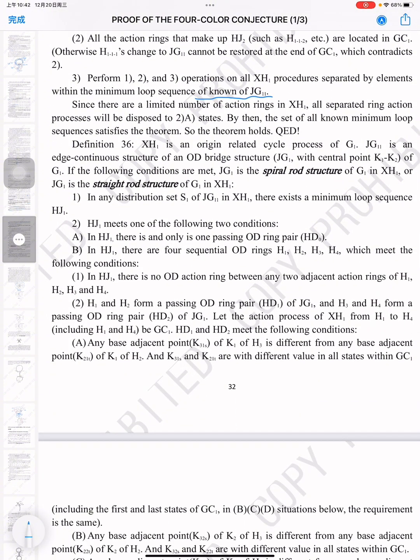Definition 36. XH1 is an origin-related cycle process of G1. JG11 is an H-continuous structure of an OD bridge structure of G11. If the following conditions are met, JG1 is the spiral rod structure of G1 in XH1, or else JG1 is the straight rod structure of G1 in XH1.